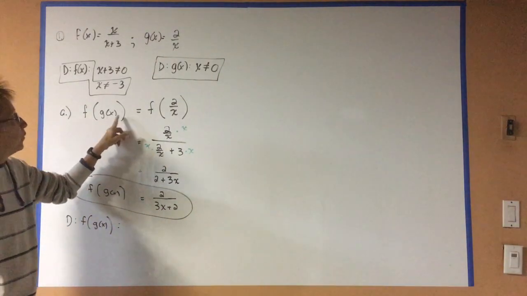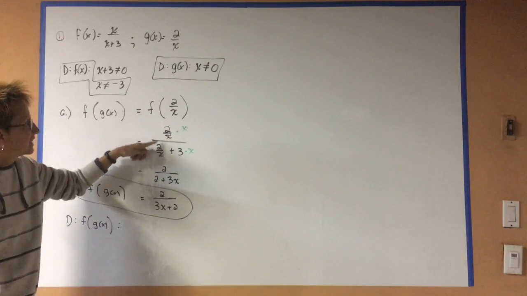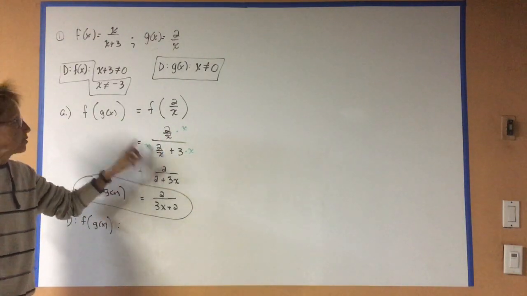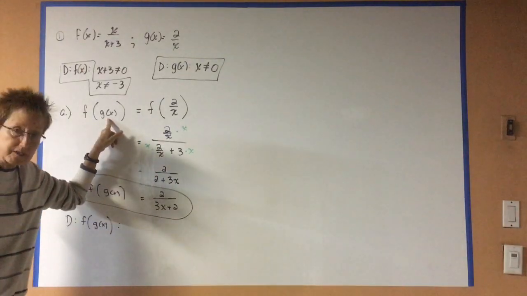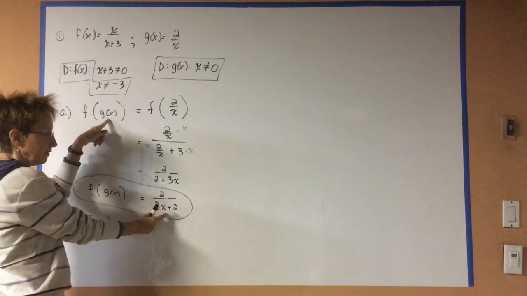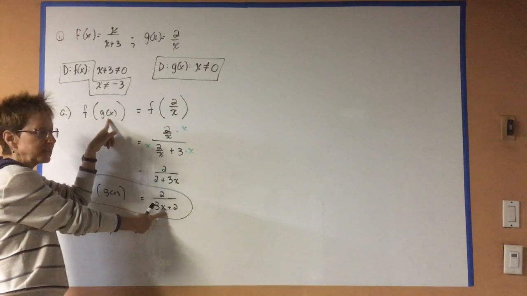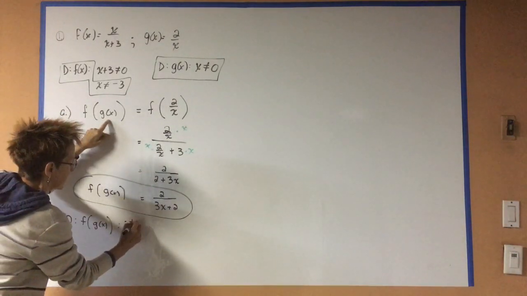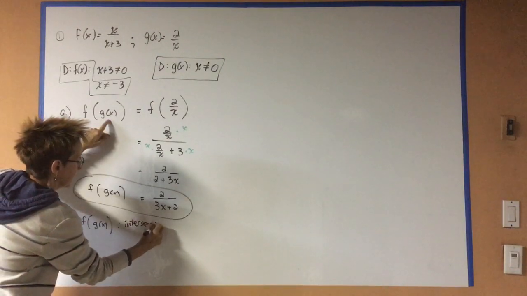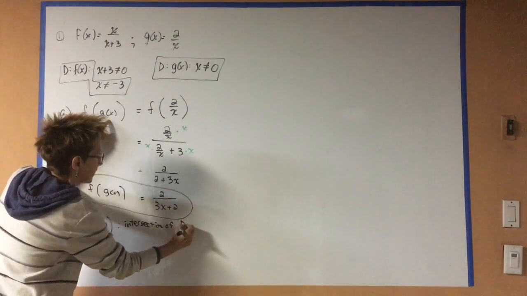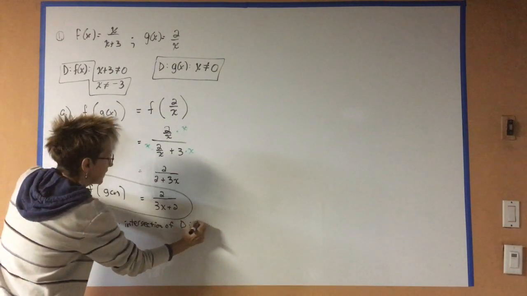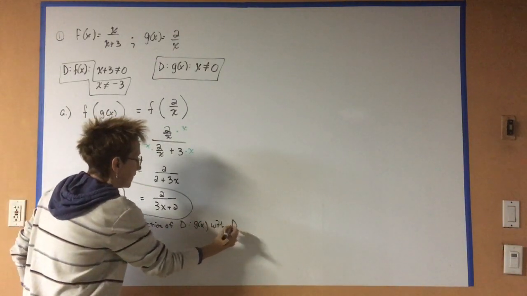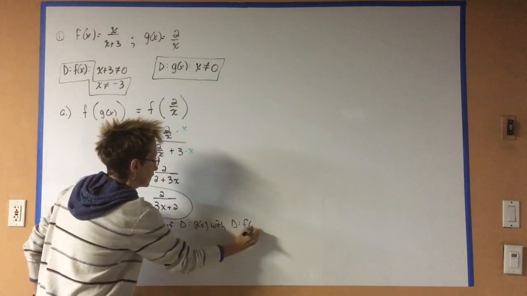So notice we put in a complexity to this composite function using the 2 over x, which means its domain is going to play a part as well. So it's not just the domain of your final answer, it's the intersection of the domain of what you put in. So it's the intersection of the domain of the g of x with the domain of my f of g of x.